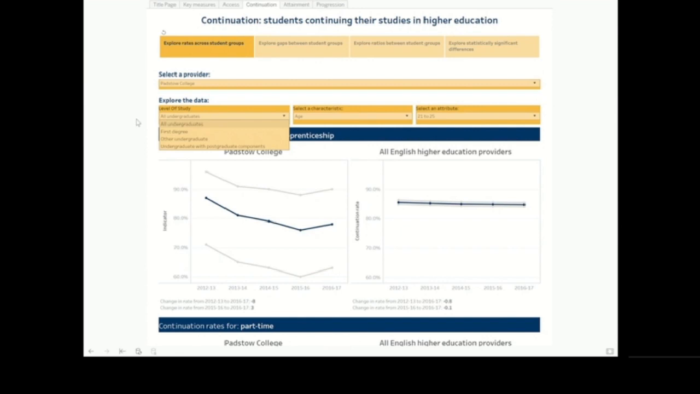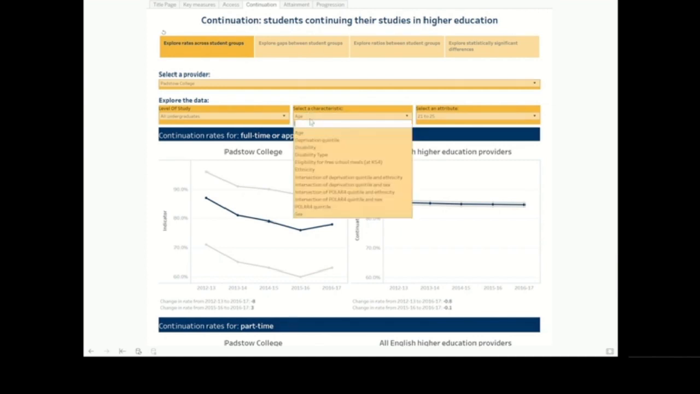We can use the other filters on the page to look at continuation rates for different student groups. The initial selection here shows continuation rates for 21 to 25-year-olds. We can look at data for different age categories, deprivation quintiles in terms of the English IMD measure, disability in terms of whether students are disabled or not, disability type, which includes a further breakdown of disability types, students' eligibility for free school meals at Key Stage 4, some intersectional measures, participation in higher education in terms of the POLAR4 measure, and by student sex.